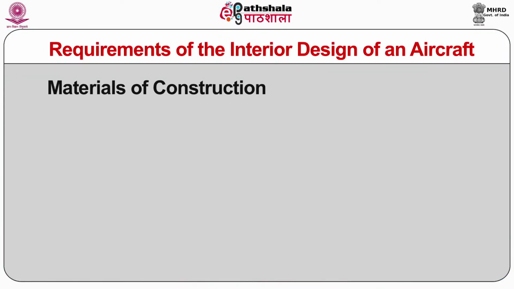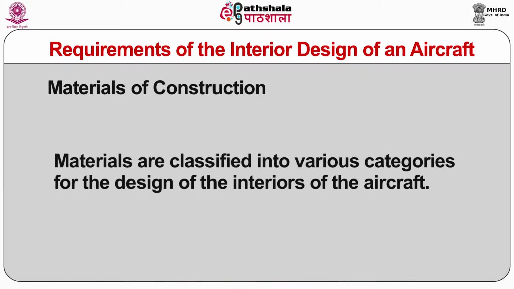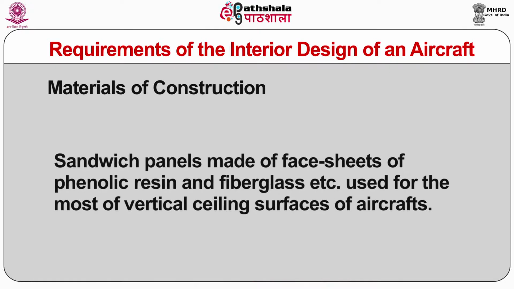Dear students, let us now discuss the materials of construction. Materials are classified into various categories for the design of the interiors of the aircraft. Sandwich panels made of face sheets of phenolic resin and fiberglass etc. are used for most of the vertical ceiling surfaces of the aircraft.